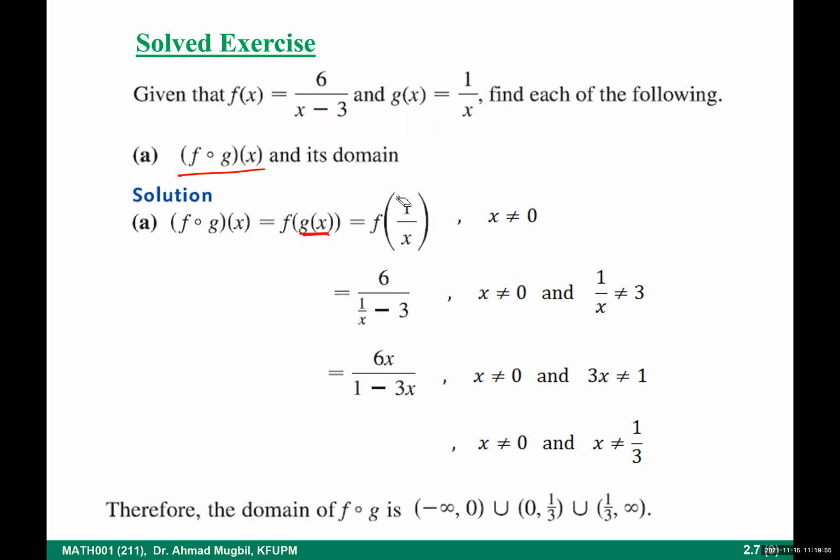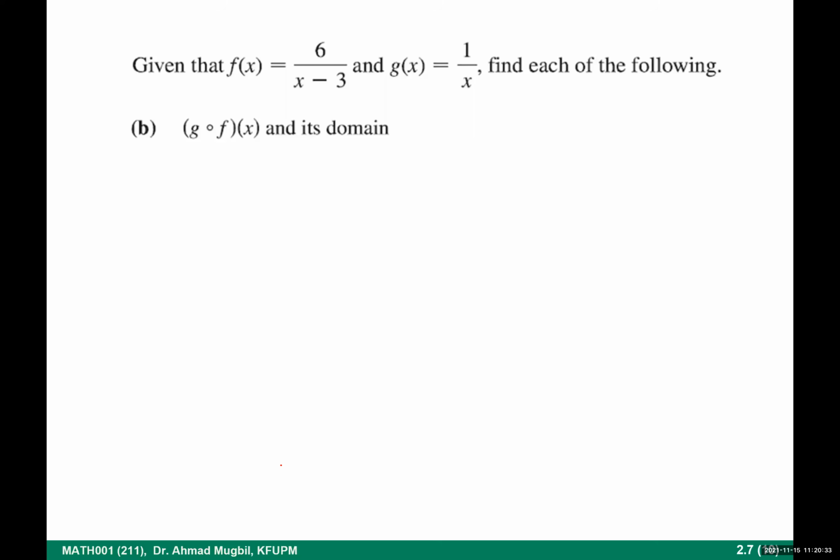Okay, look here. What are the possible mistakes that you may make when you solve this? If you forget this condition and just calculate this case, what will you say the domain is? All the real numbers except a third. And this is not true. Why? Because you forgot to consider the domain of g. So you need to consider the domain of g and then the domain of the final expression that you will have. Okay? Excellent.